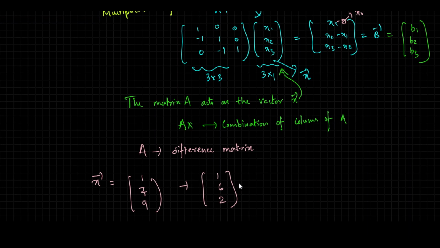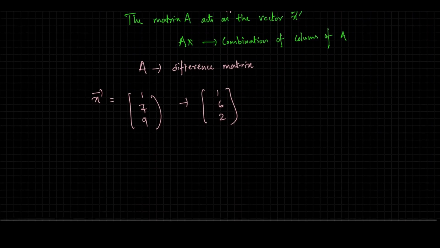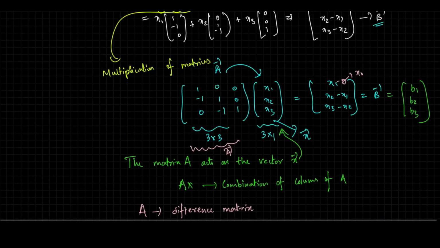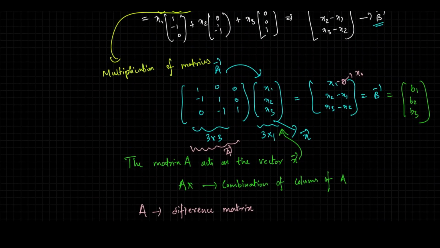So actually your output is the difference of the components of the x vector. That is happening because you're applying A on it. That is the reason A is known as the difference matrix. You can even extend this. Now you're trying to apply your logic to other dimensions.